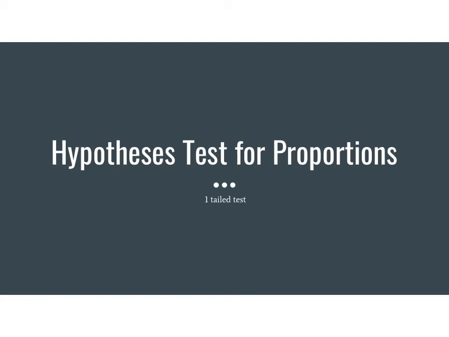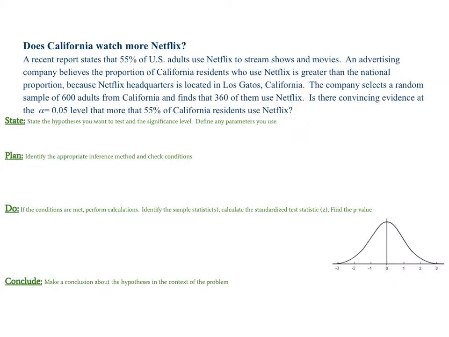In this lesson, we are going to go through a hypothesis test, also known as a significance test, for proportions. Let's begin by looking at a one-tailed test. Consider the following scenario. Does California watch more Netflix?